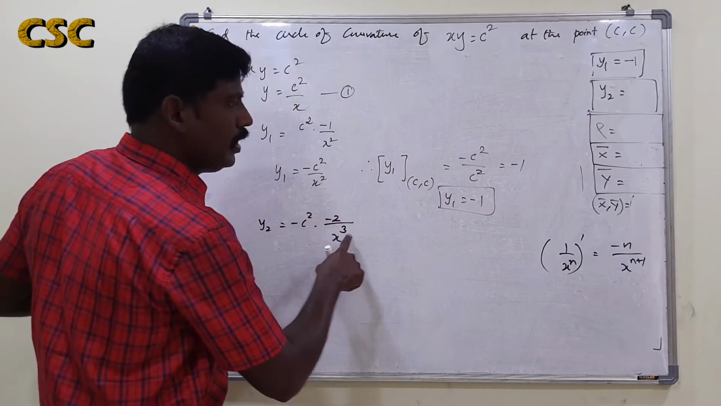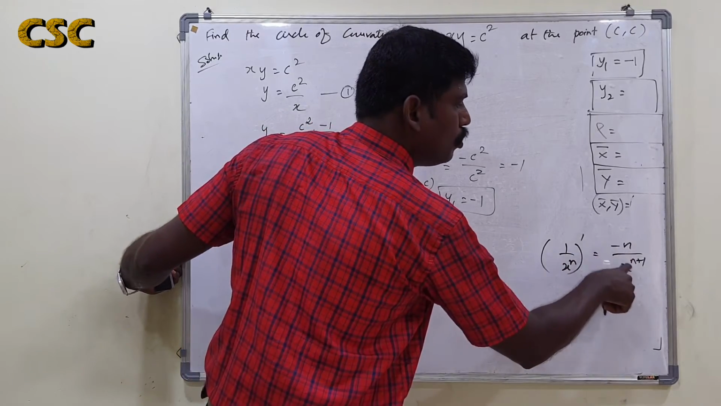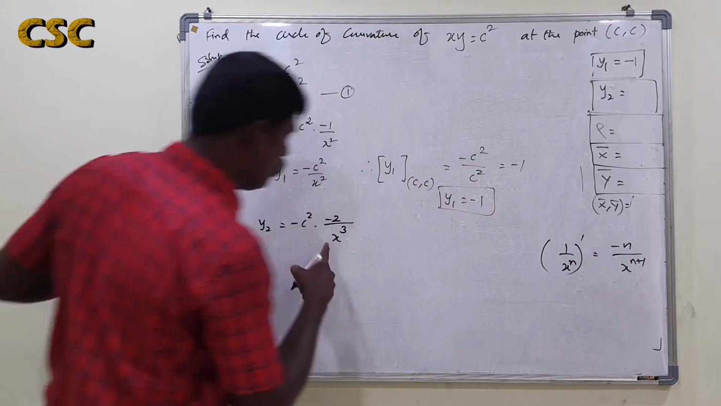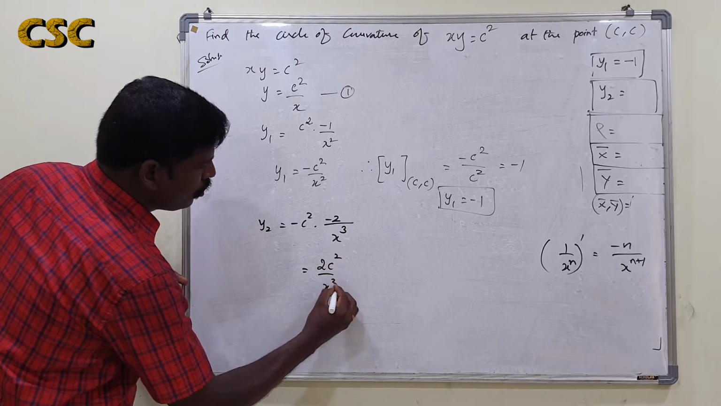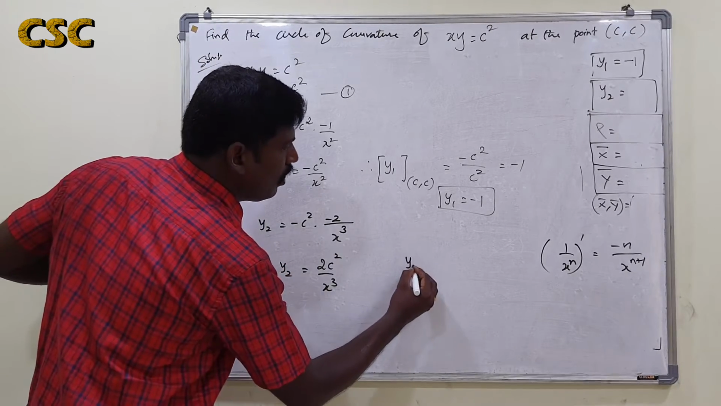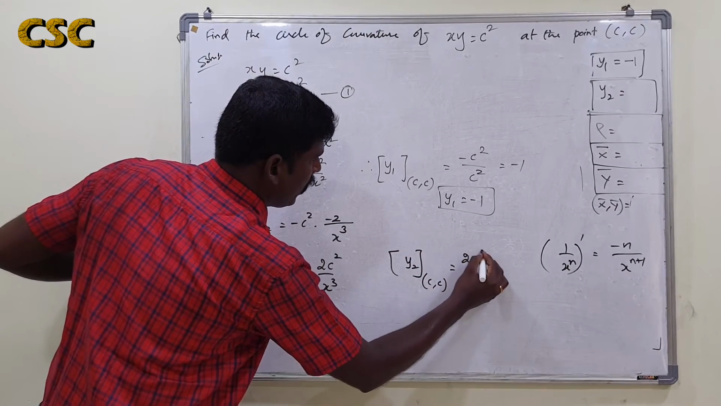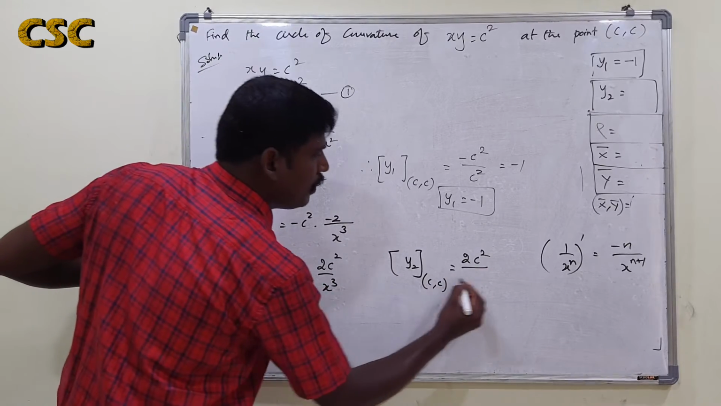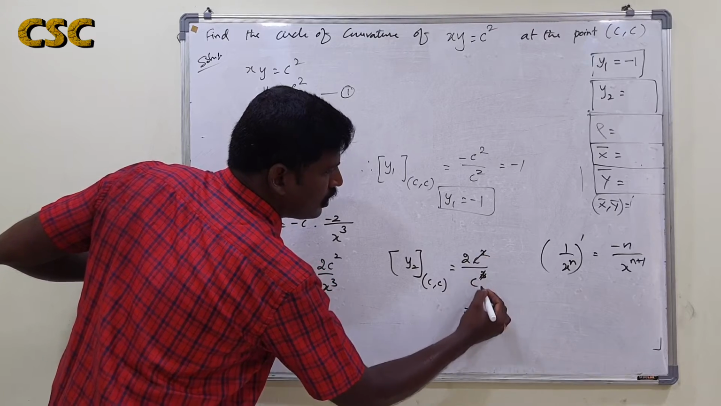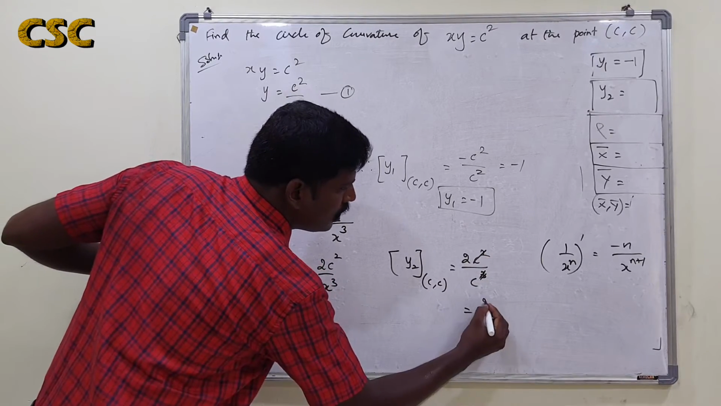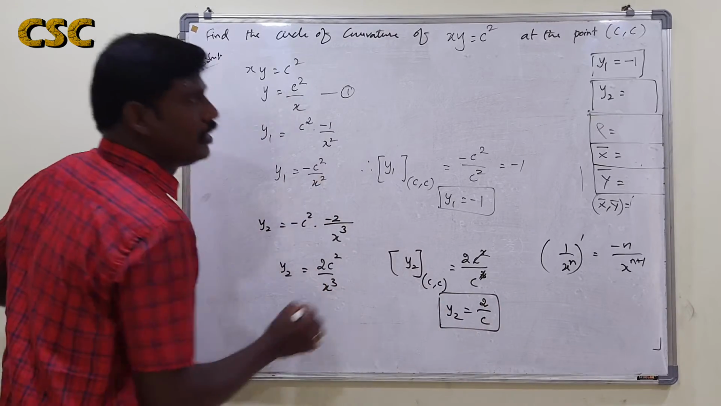Here n is 2. So minus 2 by x power 2 plus 1, 3. Minus 2 by x cube. I write it here. So that is equal to 2c square by x cube, which is the value of y2. So the value of y2 at the point c, c is obtained by replacing this x by c. So c cube, we can strike out the c square with the c cube. So c is in the denominator. So 2 by c is the value of y2 at the point c, c.